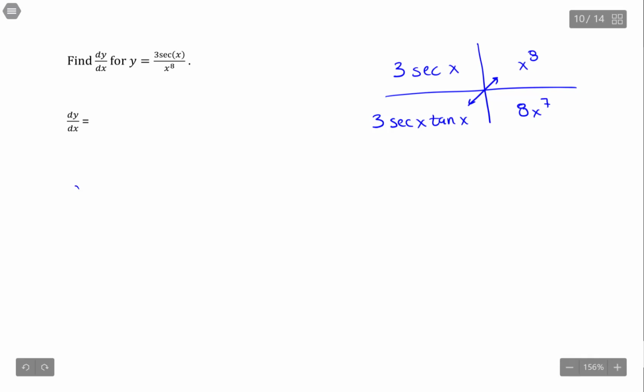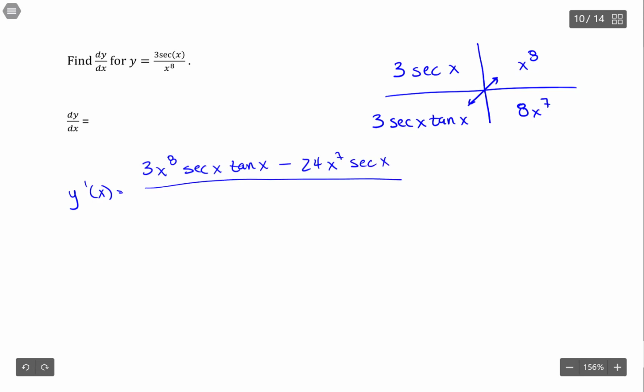So this derivative, f prime, or if you want to call it dy/dx or y prime, I guess I should use a y because it's y equals. Either way, as long as we know what we're talking about here. It is, let's see, maybe I'll write it 3x to the 8th secant x tangent x minus 24x to the 7th secant x all over the original denominator squared, so x to the 8th squared, which will become x to the 16th.